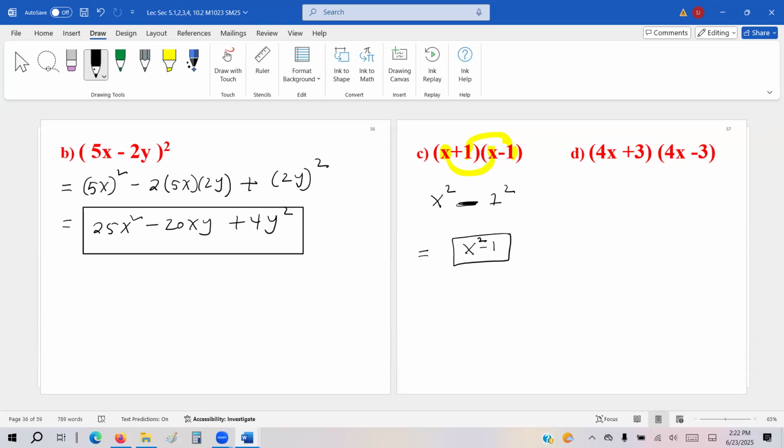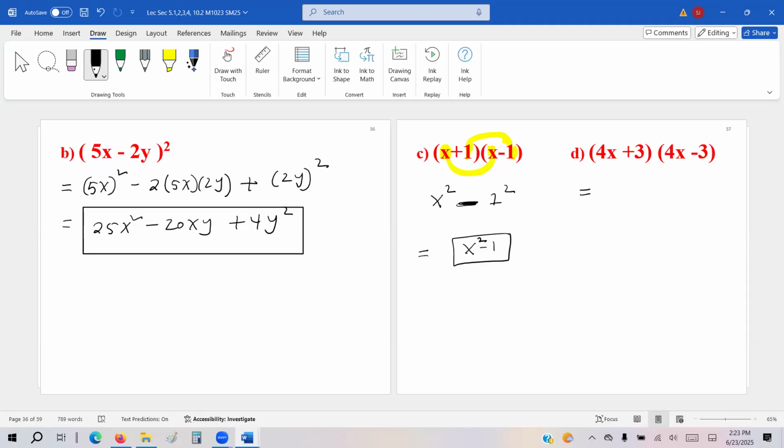Yes, you can use FOIL, but you have to memorize the formula anyway. So that's all you have to do. You can write this product in one line. You don't have to write the second line, you can simply write the third line. Any question? Who would like to try the next one?